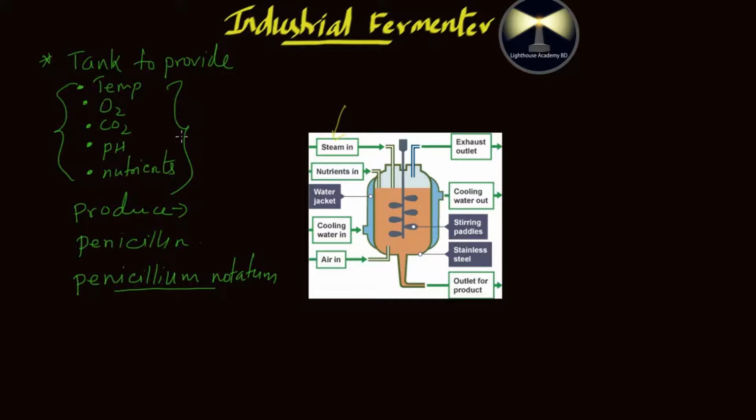The steam inlet is used to pass hot steam through the fermenter so that any microorganism remaining inside the fermenter would die. The steam inlet is used to wash the fermenter, you can call it. So what is the use of the steam inlet? It is used to clean the fermenter.